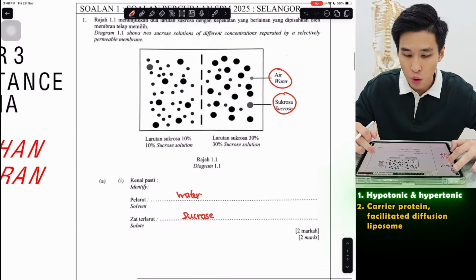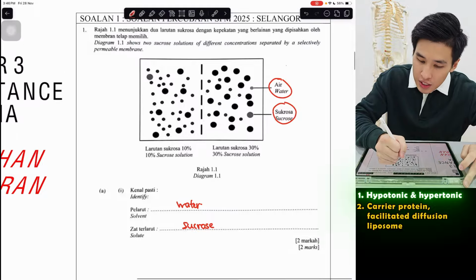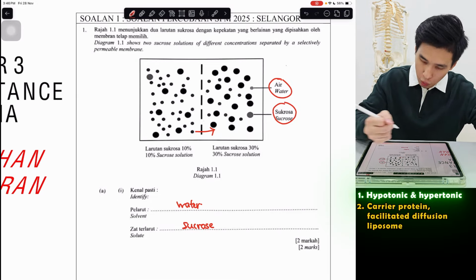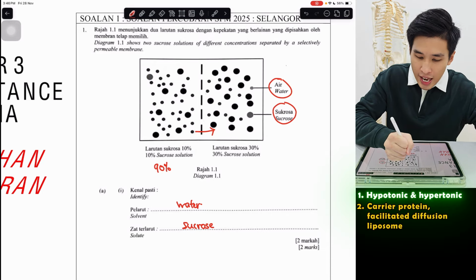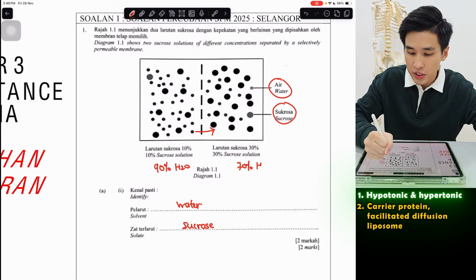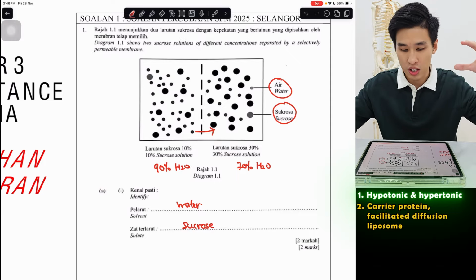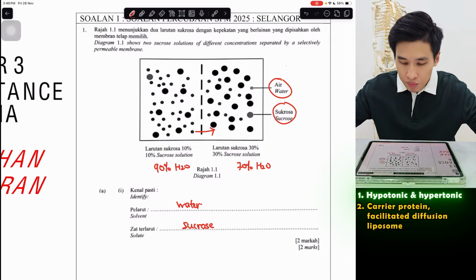So water will always go from high to low water potential, hypo to hyper. So it's obviously from 10 to 30. So for those still figuring out, 10% sucrose means you have 90% water. And then 30% sucrose means you have 70% water. So your total obviously has to be 100% because you have only water and sucrose. Sucrose 10, water 90. Sucrose 30, water 70.